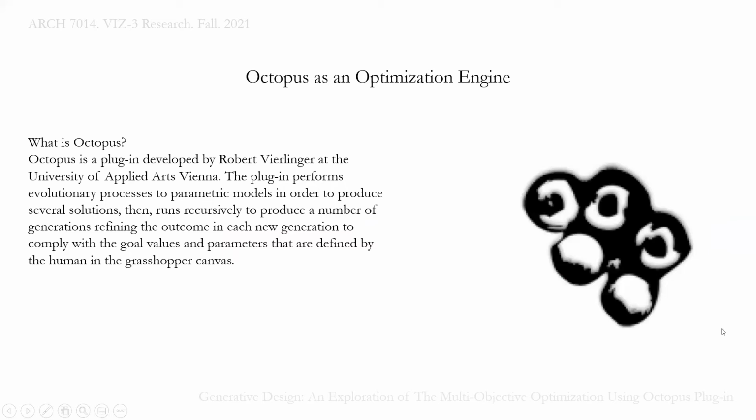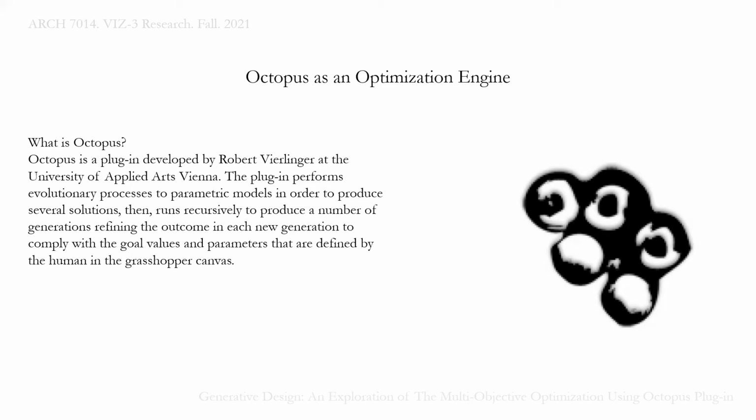So Octopus as an optimization engine. Here we zoom in a little bit to the engine that I chose to focus on, because generative design is a very vast, very big topic and very wide open topic to talk about. There are millions of engines and techniques to do generative design with, but I focused on Octopus for this research. And Octopus is a plugin developed by Robert Vierlinger at the University of Applied Arts in Vienna.